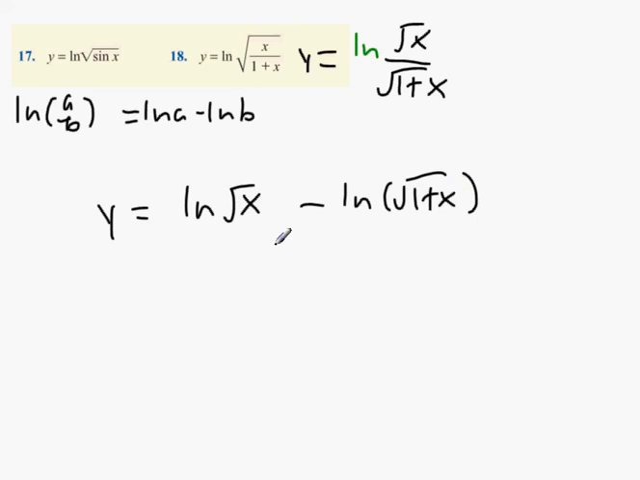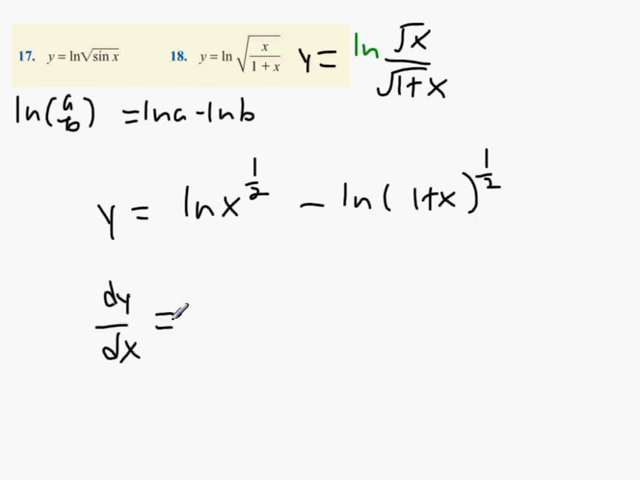Okay? Now, what we can do next is I'm going to change both of them into powers. X to the power of a half there. Right. Now, differentiate.